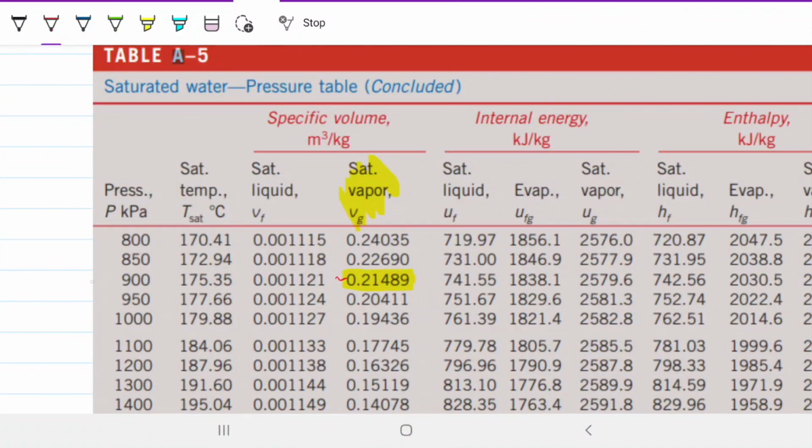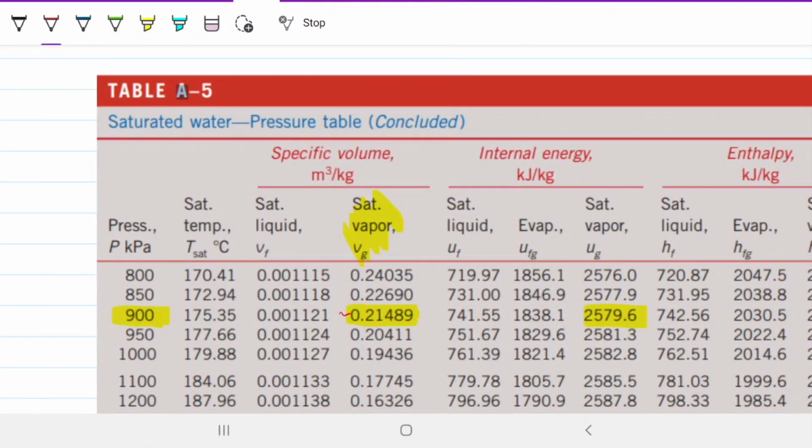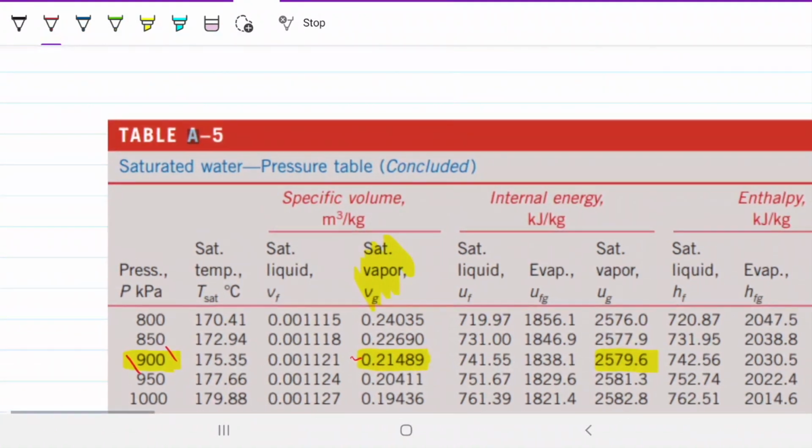So that means that my state 3 is this guy here. Let me highlight this whole thing here. Its internal energy is the saturated vapor one, so this guy here. And we can find any other property we want. So that's quite straightforward. The pressure 3 is 900, right? It has to be, because if that guy's a saturated vapor, then the pressure has to be 900.